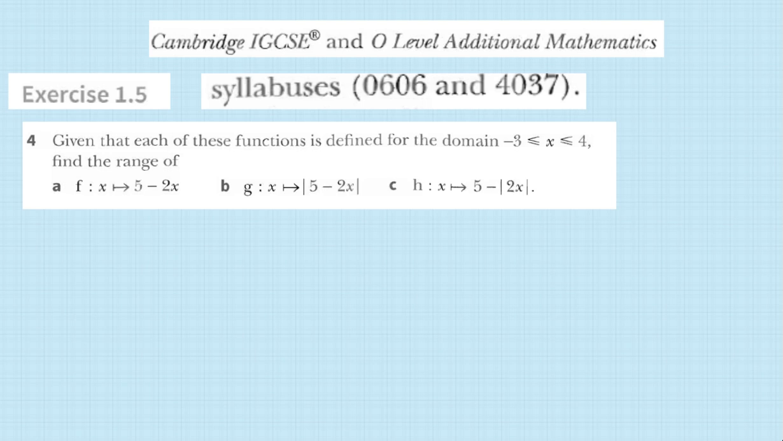Additional mathematics for those students who belong to IGCSE, which has syllabus code 0606, and those students who belong to O level, CIE O level, which has syllabus code 4037, can get equal benefits from this course.